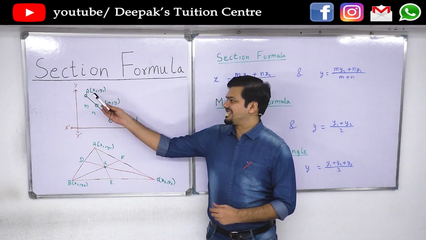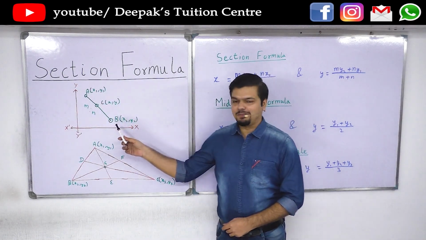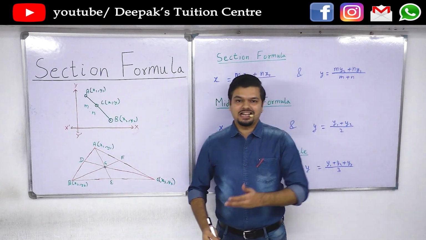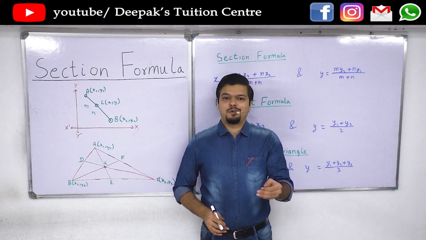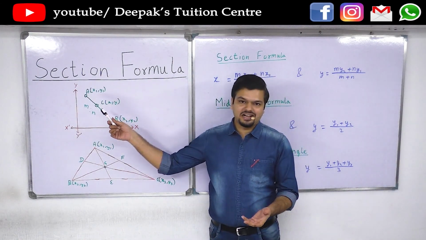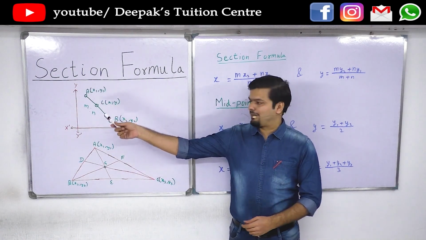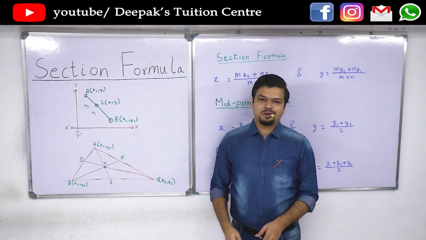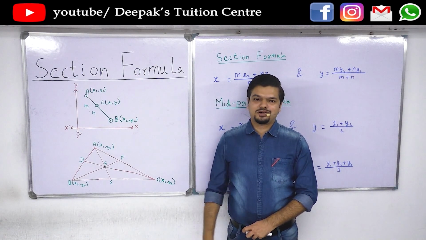Section formula. Suppose we have 2 points. Point A, which has the coordinates x1, y1, and point B, which has the coordinates x2, y2. If we join them, we have a line segment AB. Suppose another point C lies on this line segment AB, and let the coordinates of C be x, y. This point C divides the line segment AB in the ratio m is to n, meaning that the ratio AC is to CB is m is to n.